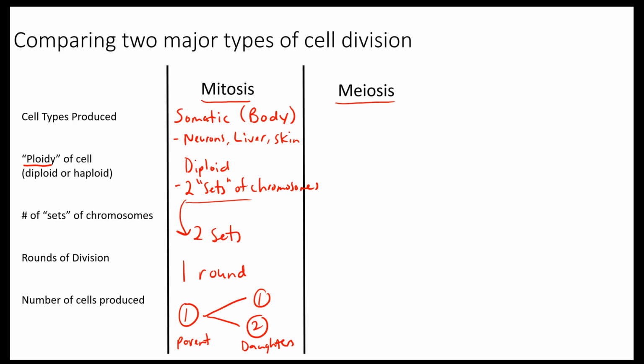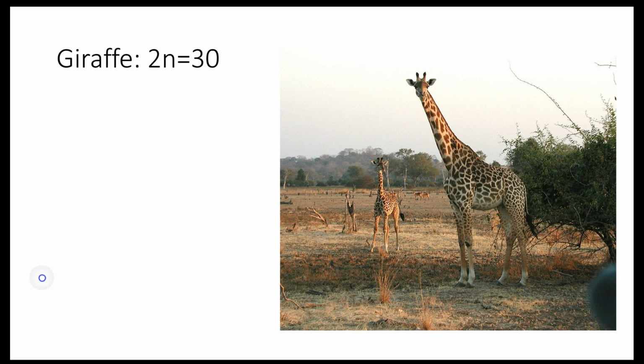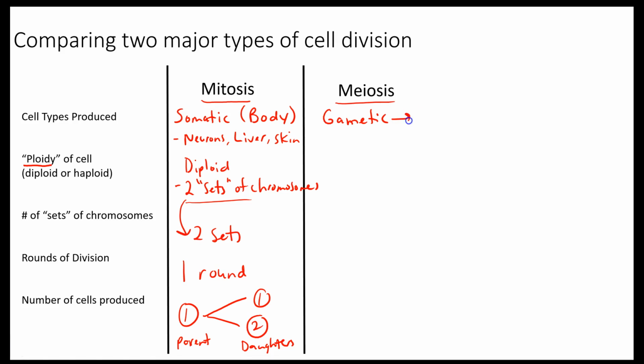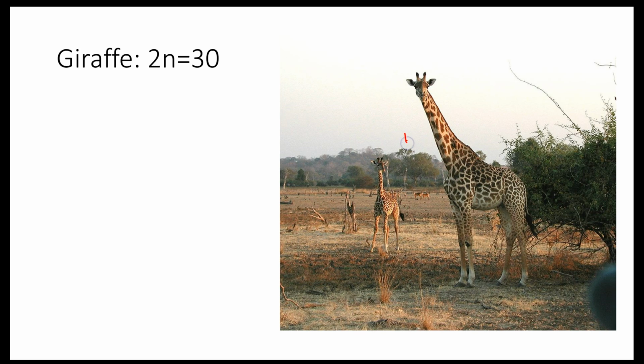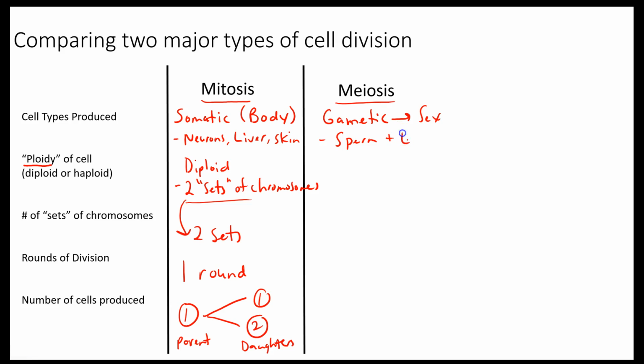Now let's take a quick look at meiosis, or the meiotic cell cycle. Cell types being produced are gametic. So they're your gametes. Another way of saying that are sex cells, and examples of that are sperm and eggs or ova. Okay, the ploidy of meiotic cells is haploid.